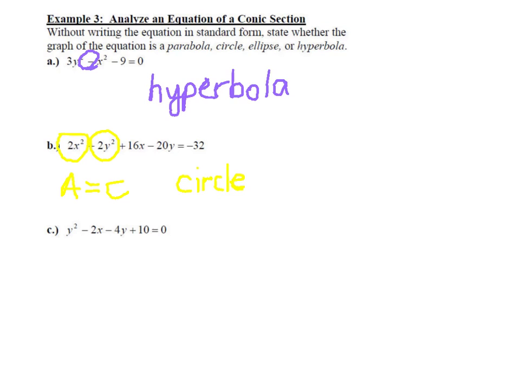Last thing for 3c here, you're going to be looking at your y squared and there's no x squared. If you don't have an x squared, that must mean that you have a parabola. So in this case, you would say you have a parabola, and the reason is because you are missing an x squared, which means that your big A is equal to 0.